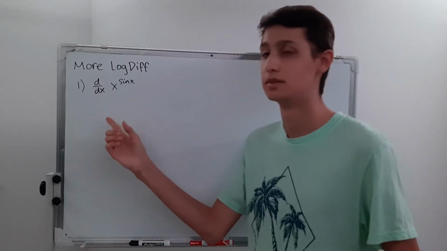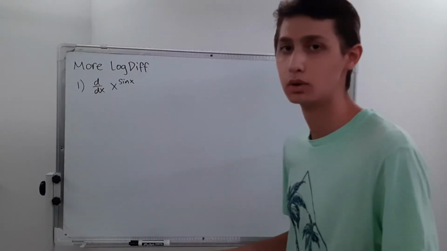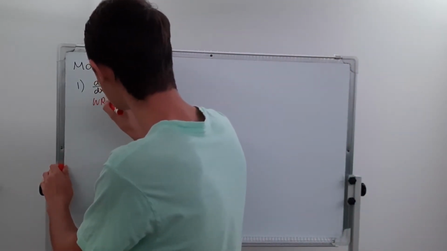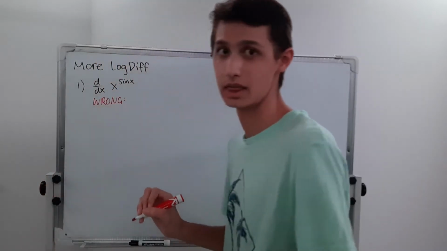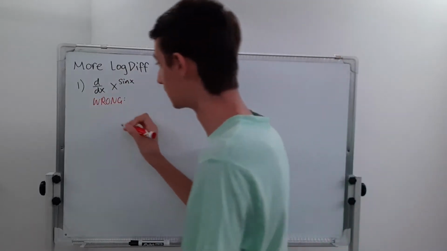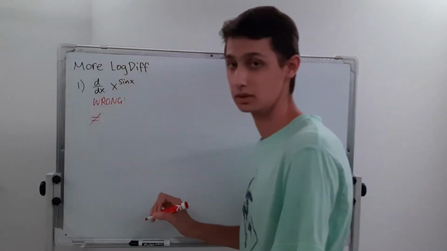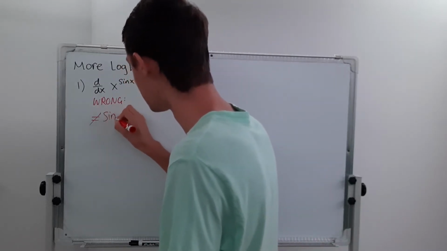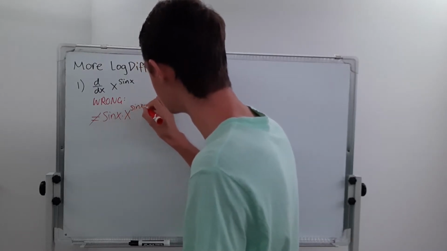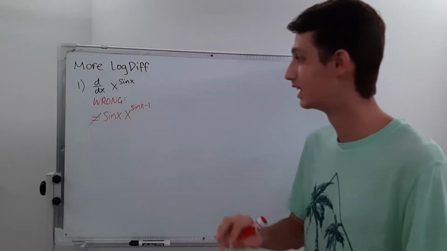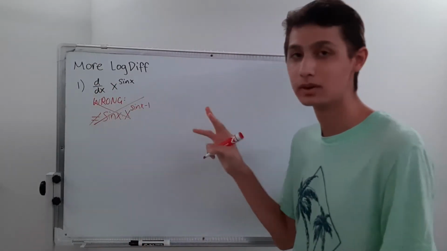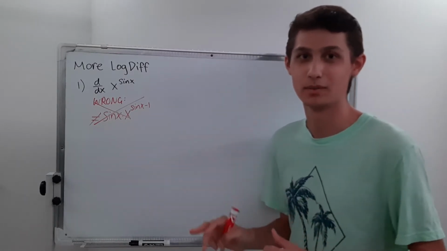Okay, derivative of x to the sine x. So let's first go through the wrong method of doing this. I'm sure you guys know what you're not supposed to do, but here is the wrong method. That is bringing the sine x to the front and then subtracting by 1. So this is not equal to sine x times x to the sine x minus 1. This is not what you're supposed to do. Do not do this. I'm going to cross it off. That's not what you're doing, okay?